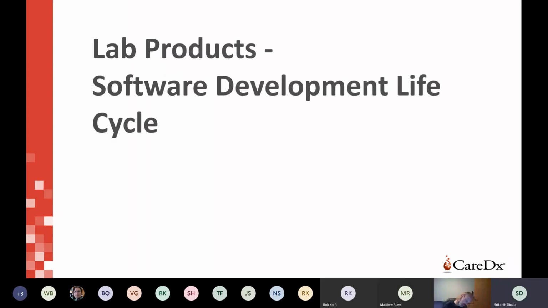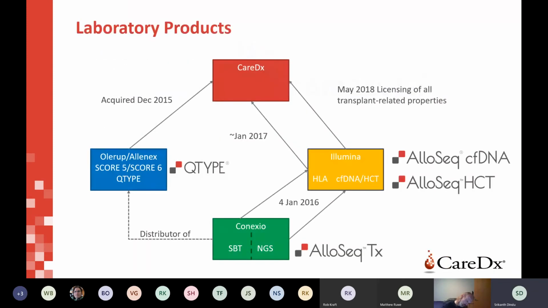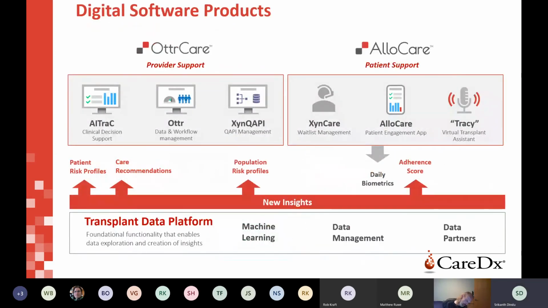So today's agenda would be the software development lifecycle changes and the architectural changes that we made for our products. I will not go into much detail about this, but there are multiple products that we have, and we are trying to build some core components. We also have some digital software products for provider support and patient support, and some machine learning and data management coming from the transplant data platform.